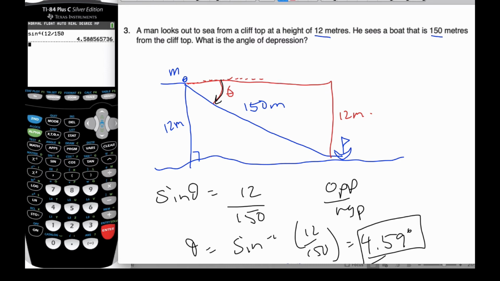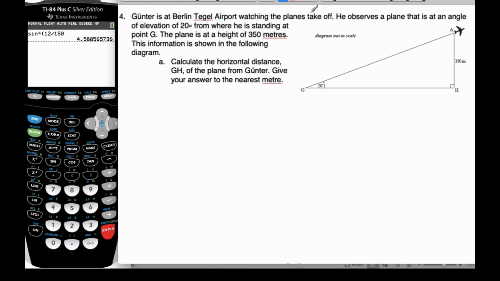Let's try one more problem. Gunther is at the Berlin-Tegel airport watching the planes take off. He observes a plane at an angle of elevation of 20 degrees. So here's Gunther, and here's my angle of elevation, 20 degrees. The plane is at a height of 350 meters as shown in the diagram. Calculate the horizontal distance GH. I want to find this distance here, we'll call it X. From my 20 degrees, this is the opposite and this is the adjacent. Opposite over adjacent deals with tangent.